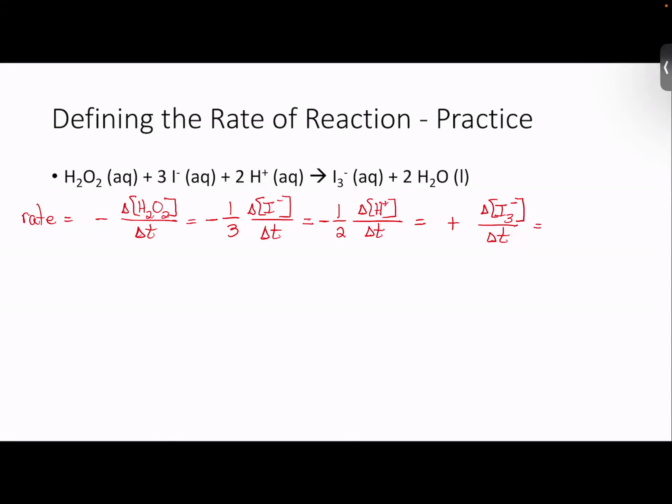And finally, we can talk about our water concentration, change in water concentration over a change in time. It's going to be positive because it's a product, therefore it is forming, but we have to make them all equivalent, and so we use a 1/2. This is the rate of reaction expression that takes into account the concentration of the reactants and the products.